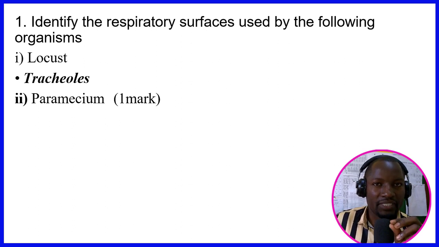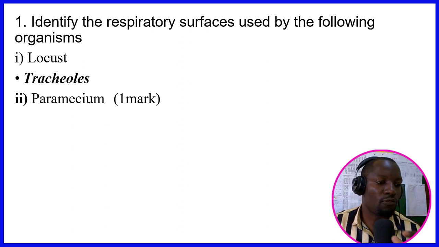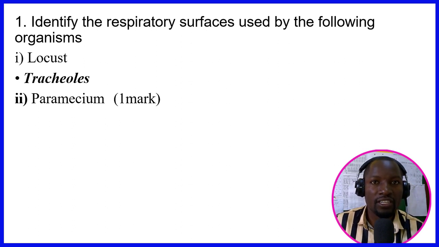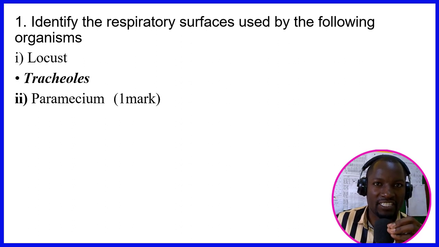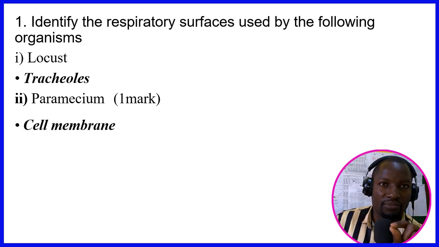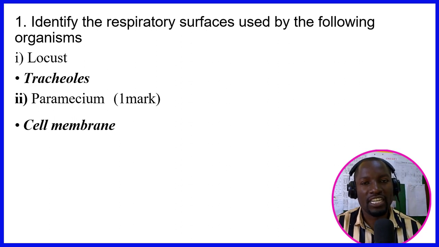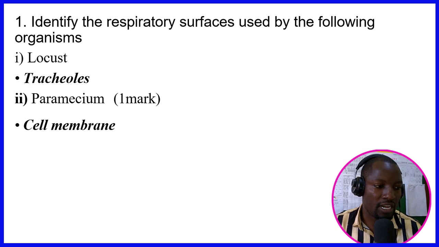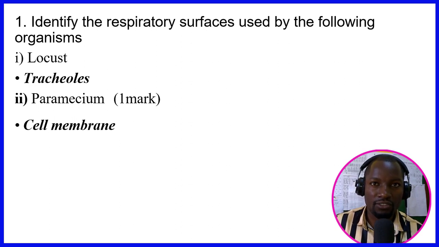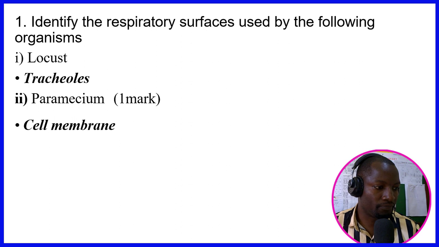Paramecium are single-celled organisms, and majority of these single-celled organisms are found in areas which are moist, because their respiratory surface is actually the cell membrane. The respiratory gases, oxygen and carbon dioxide, move in and out by diffusion.